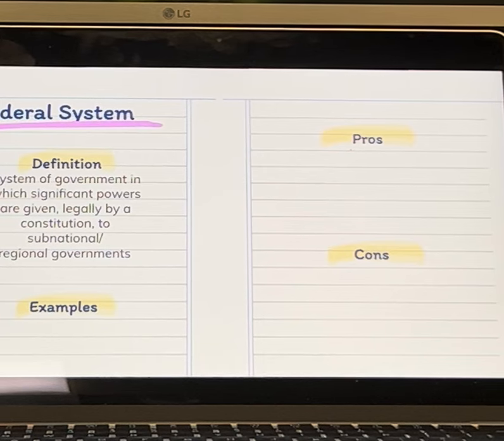And the other big thing is legally. Just because a system appears a certain way doesn't mean that's how the system is set up legally. So the examples are not right here.